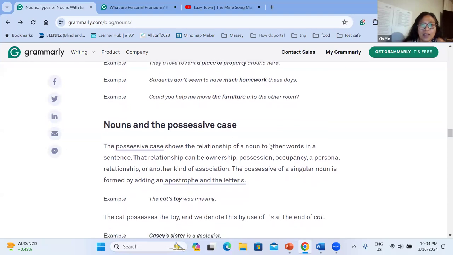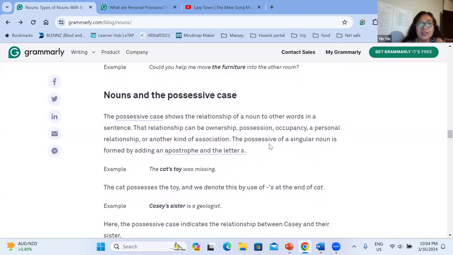Nouns and the possessive case. The possessive case shows the relationship of a noun to the rest of a sentence. That relationship can be ownership, possession, occupancy, a personal relationship, or other kinds of association. For example, Mary's husband shows a personal relationship.